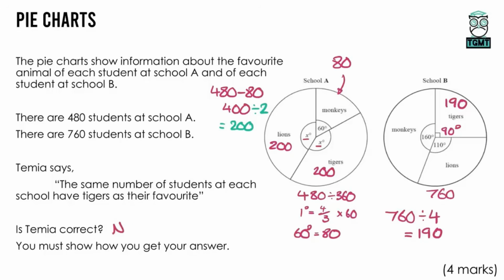So we would say no, Tamia is not correct. There we go. So Tamia is not correct. And we have our numbers to back that up. You could write in a little sentence, tigers are 200 at school A and it's 190 at school B.